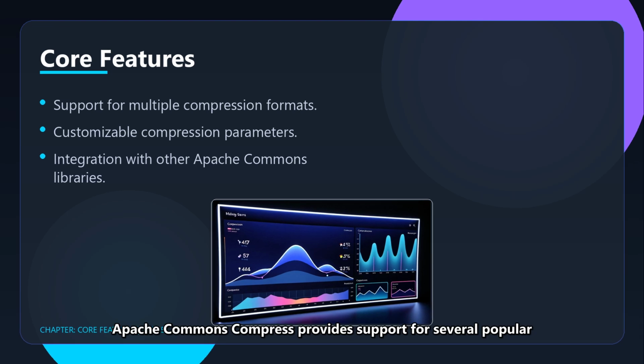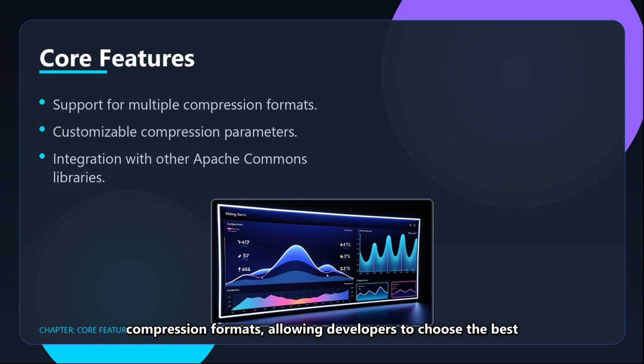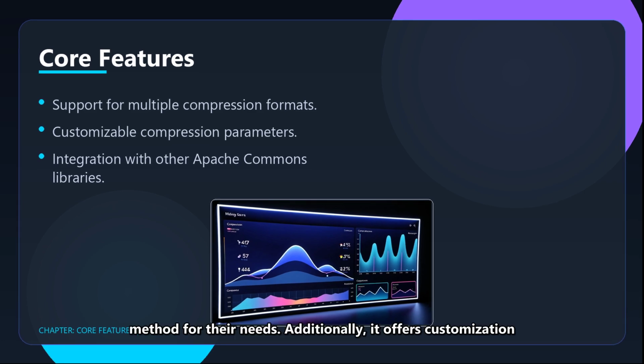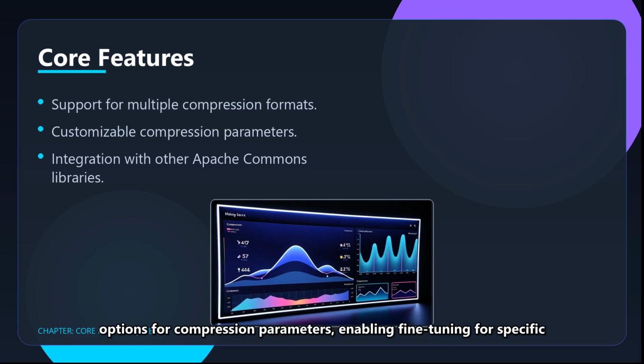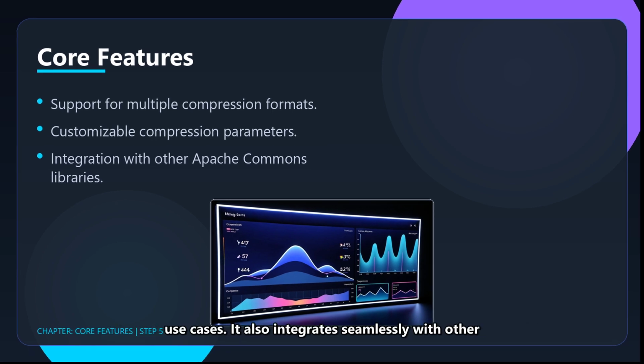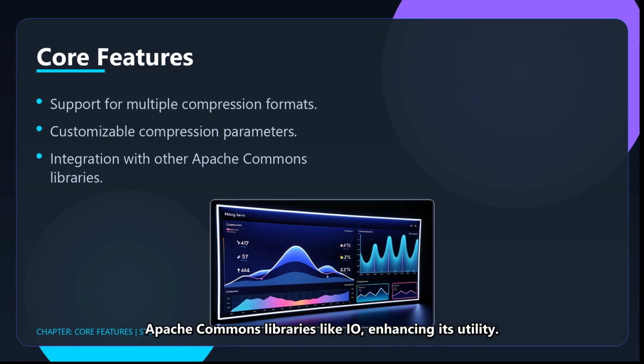Apache Commons Compress provides support for several popular compression formats, allowing developers to choose the best method for their needs. Additionally, it offers customization options for compression parameters, enabling fine-tuning for specific use cases. It also integrates seamlessly with other Apache Commons libraries like I/O, enhancing its utility.